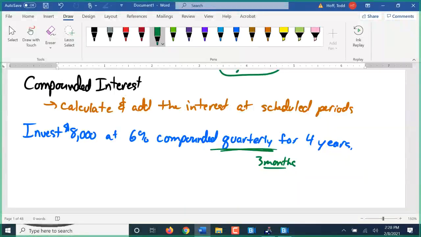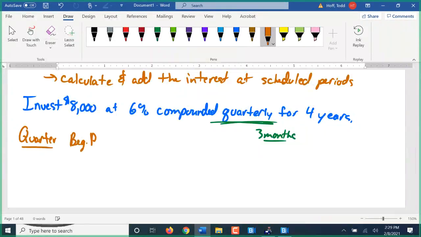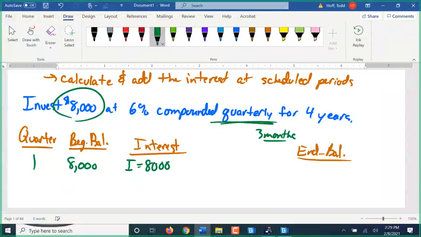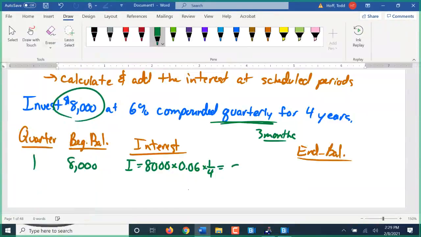So to do this, I'm going to make a little bit of a table here. We have quarters, the beginning balance, interest, and the ending balance. So for quarter 1, what's our beginning balance? 8,000. Just our principal, $8,000. Our interest, that is 8,000 times 0.06 times 1/4 or 3/12, however you want to do it. You get $120 in interest. That means our ending balance is $8,120. We just add that to the $8,000.